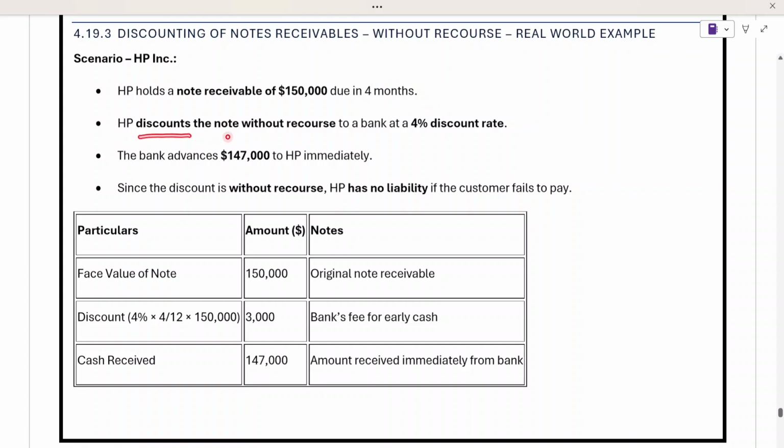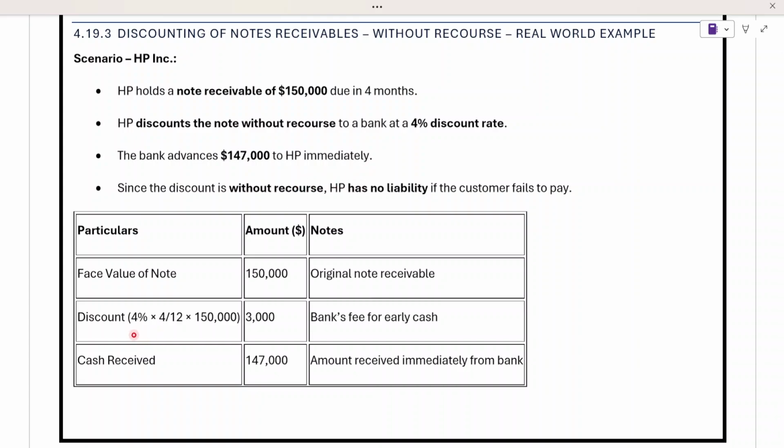Now HP discounts the note without recourse to a bank at a 4% discount rate, which means that HP went to the bank and has given the bank this note, and the bank has charged 4% as a discount rate, or I can say 4% per annum rate. Now the bank advances $147,000 to HP immediately. How does this 147,000 arrive?